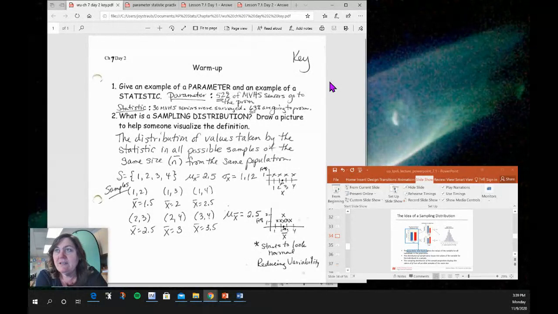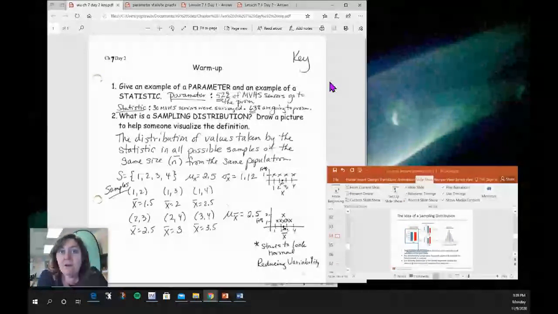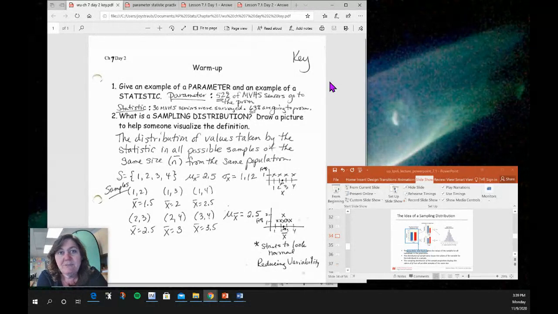This definition is important. It's the distribution of values taken by the statistic in all possible samples of the same size from the same population. Okay, very important. All those parts are there. It has to be same size samples, always taken from the same population, and then you are taking some statistic from those samples and plotting those down and causing a distribution of the statistic.